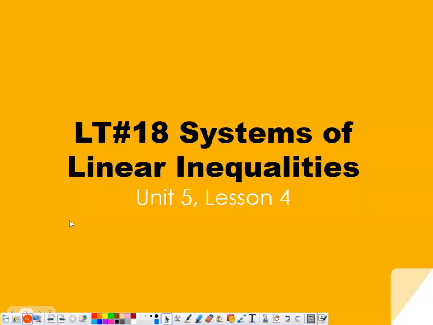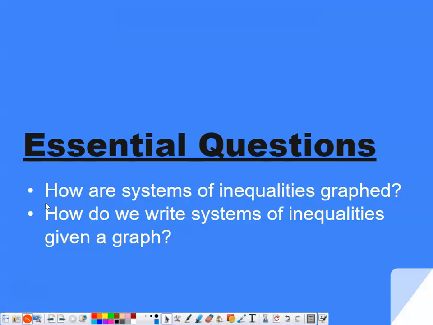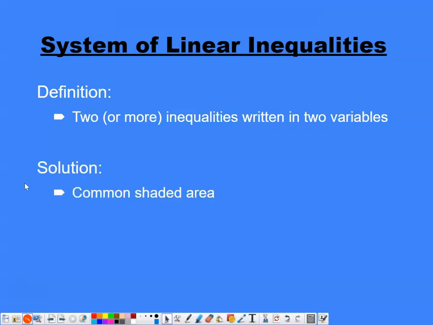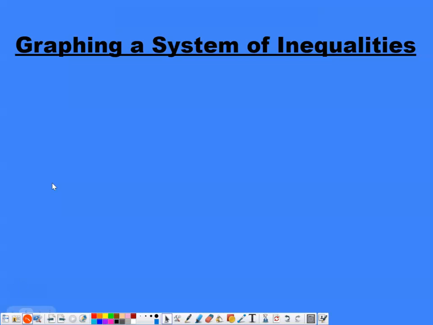Okay, so learning target 18, systems of linear inequalities. And our essential question, how are systems of inequalities graphed? How do we write the systems of inequalities given a graph? Okay, so a system of linear inequalities is just 2 or more inequalities written in 2 variables. And then the solution, we're going to have a common shaded area, right? So we're going to shade the first inequality. We're going to shade the second inequality. There's going to be an overlap of those 2 shaded regions. That is going to be our solution. Okay, so let's go ahead and look at what that looks like.